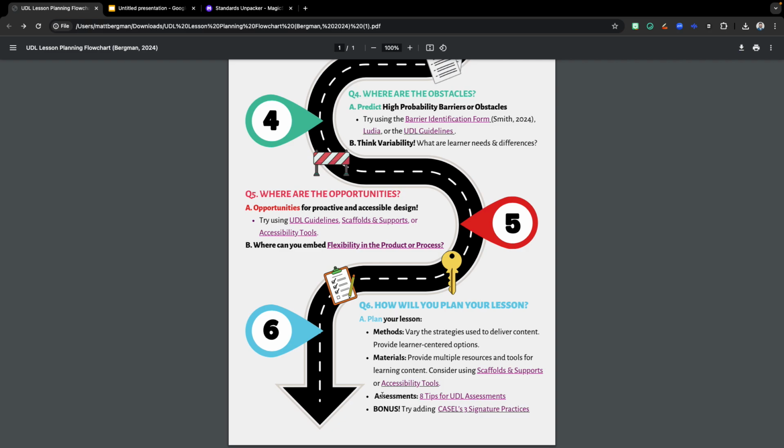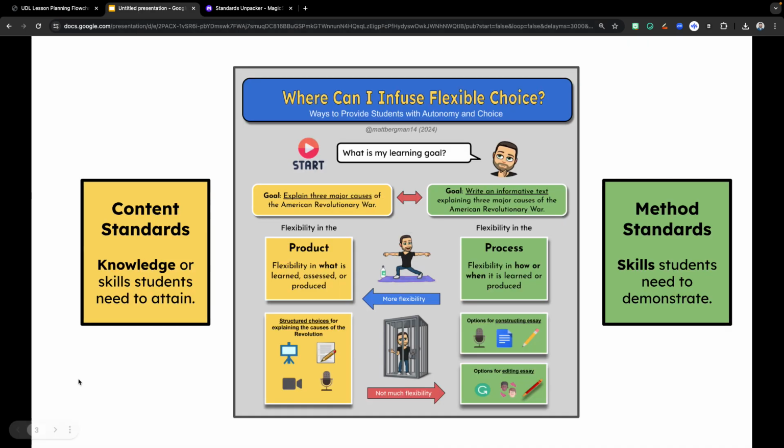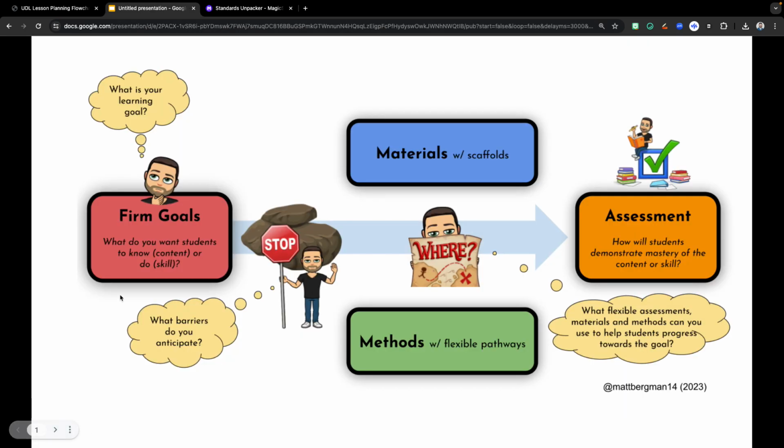Once again, it really depends on your goal. And as a bonus tip, you might even want to try adding Castle's 3 signature practices and getting an SEL component. So let's just recap what we just talked about. So we talked about this idea of when you start a lesson, it usually begins with some type of goal, right? And usually we want to measure that goal through an assessment. But sometimes what gets in the way are high probability barriers, and they usually come in the form of engagement, how things are represented, or how students demonstrate their knowledge through action and expression. What we can do is we can begin to predict those high probability barriers or obstacles, and then we can look for ways to overcome them with flexible materials and methods.